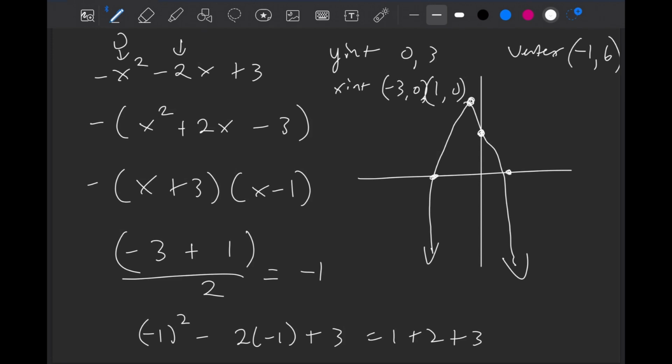And obviously if you use grid paper, it will be more accurate. But yeah, I hope that's helpful. That was part 1. Next, I'm going to show you how to do it with completing the square.